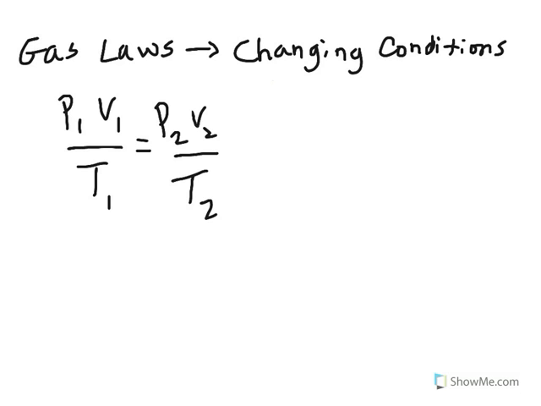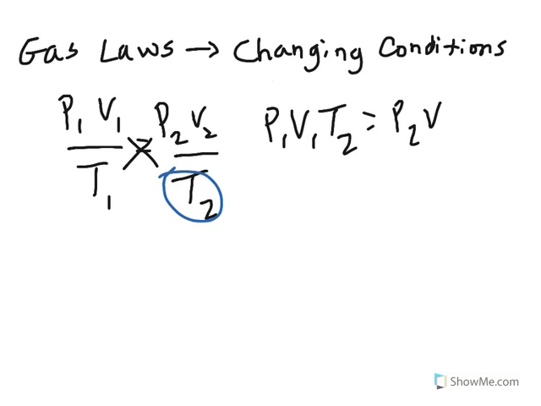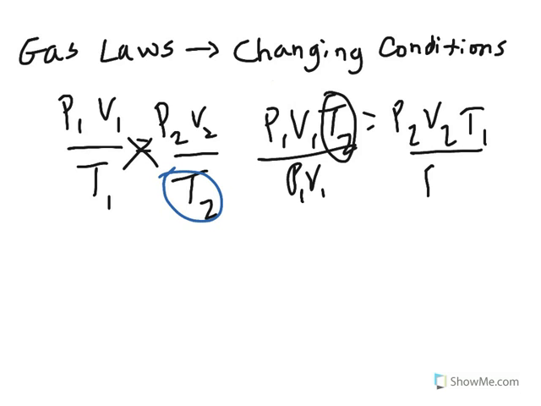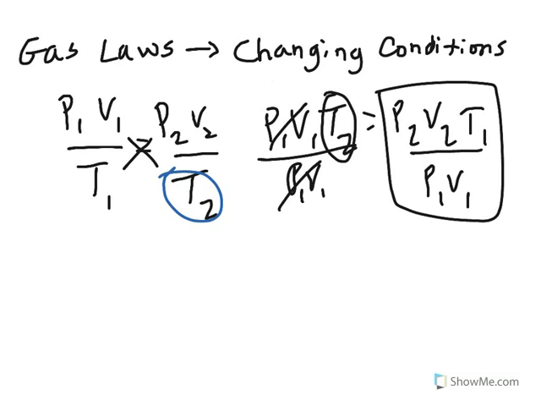Let's say we plugged everything in, and what we were trying to figure out was T2. Well, the easiest way to approach this would be to cross multiply. P1 V1 T2 equals P2 V2 T1. And all I have to do now is get T2 by itself, so I'm just going to divide by P1 V1. If that's what I was looking for, here's the formula that would tell me that. So I'm using a little algebra to rearrange it. This is a very versatile formula.